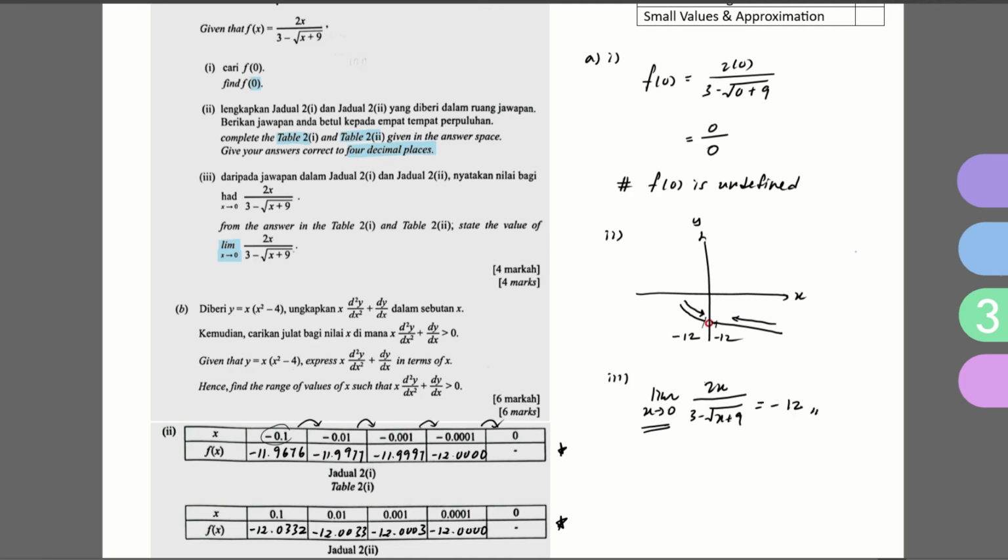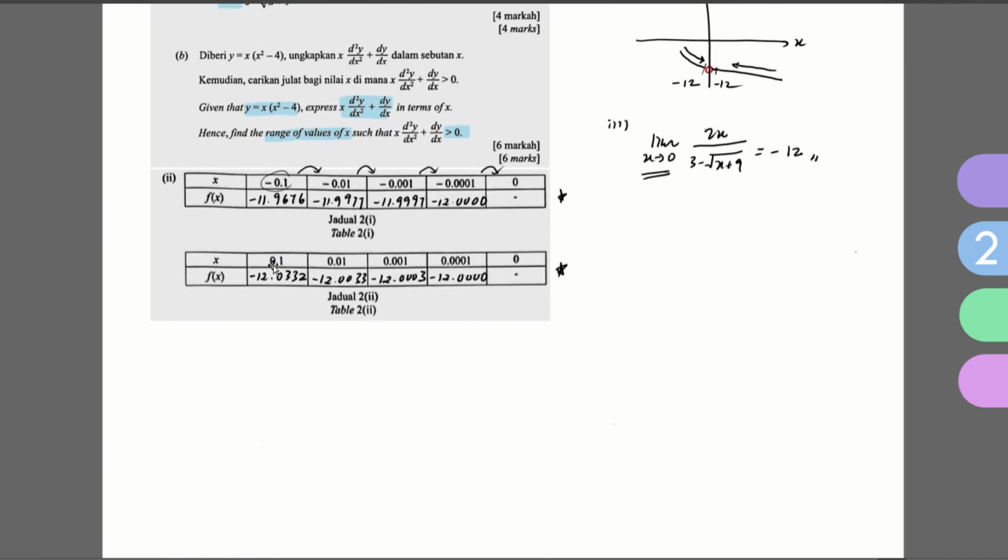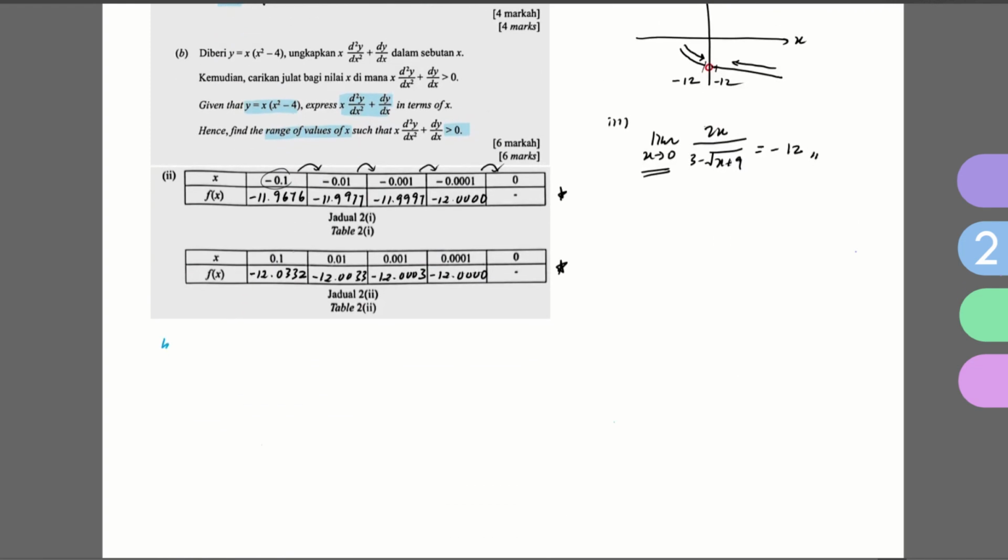Alright, so moving on to part B, we have an equation here, and we need to express it into this form. And later, we need to find the range of values of x where this expression is more than 0. For differentiation, we have 3 levels.